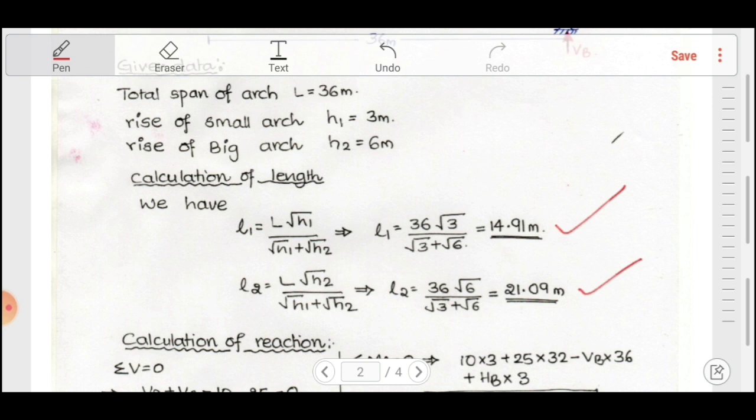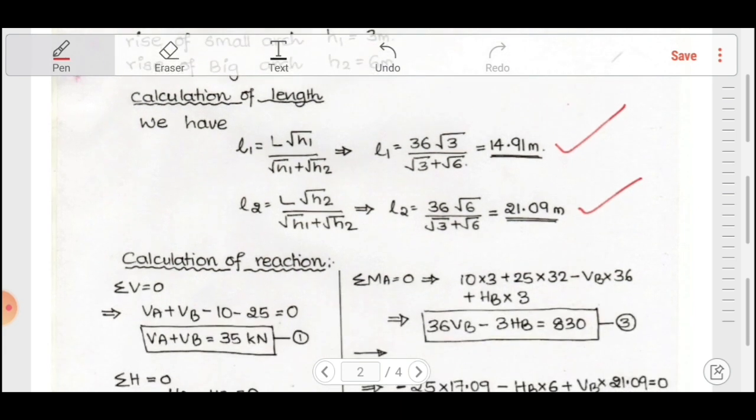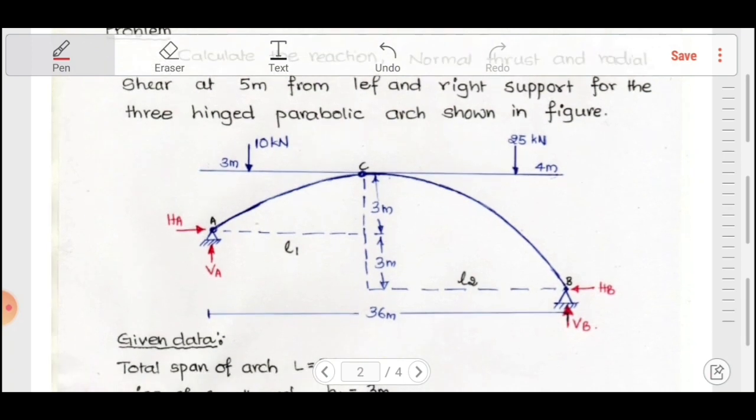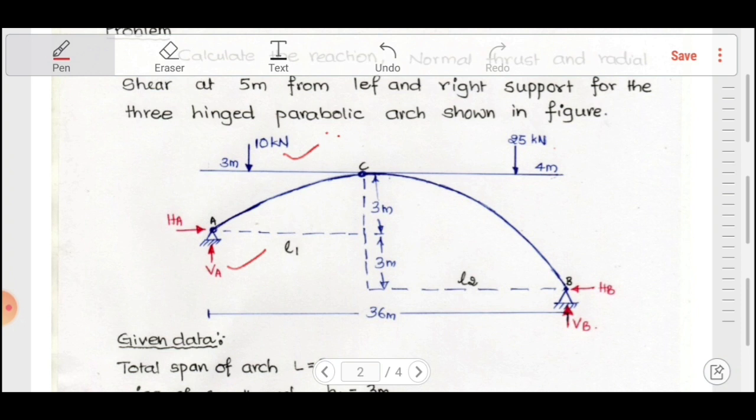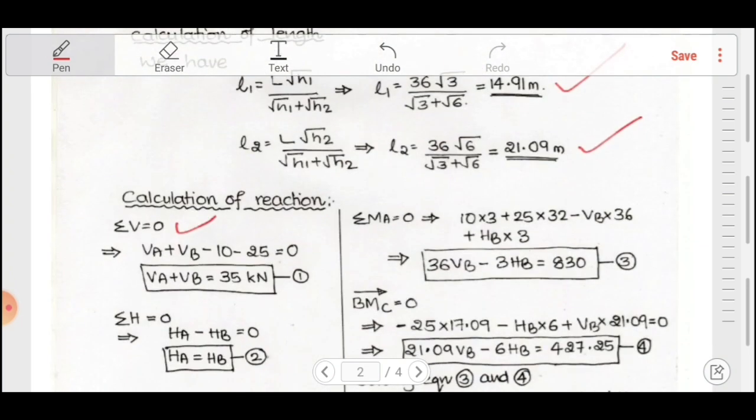Now you can see the calculation of reaction. When you go with the calculation of reaction, first we will apply the summation of vertical forces equal to 0. When you add all the vertical forces here, they are VA, second one is 10 kilonewton, third one is 25 kilonewton, and VB. VA and VB are acting upward, 10 kilonewton and 25 kilonewton acting downward. So we'll get the equation as VA plus VB minus 10 minus 25 equal to 0. So VA plus VB is equal to 35.